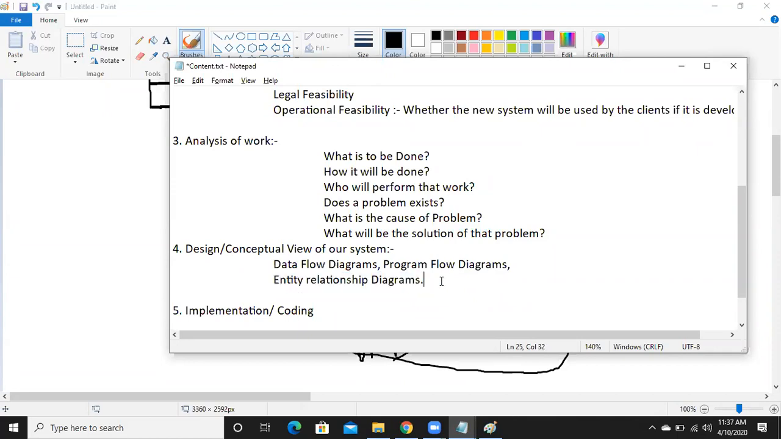So it is the entity relationship diagram. Entity relationship diagram is basically that tool by which we can design our database logical architecture. Right, so entity relationship diagram is basically a tool by which we can design our database logical architecture.